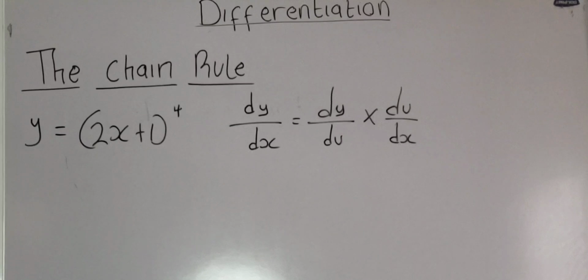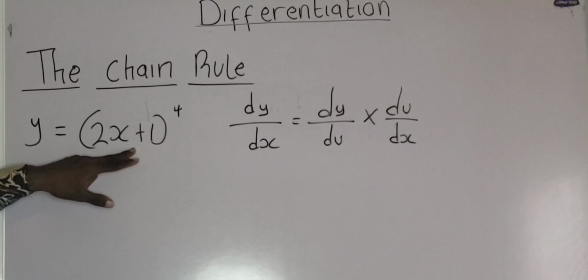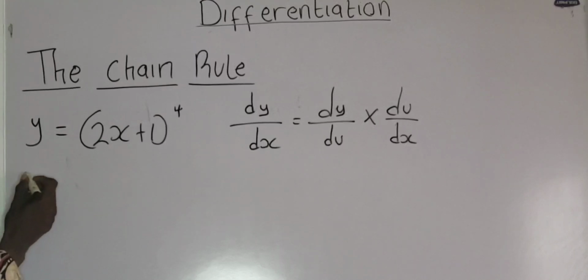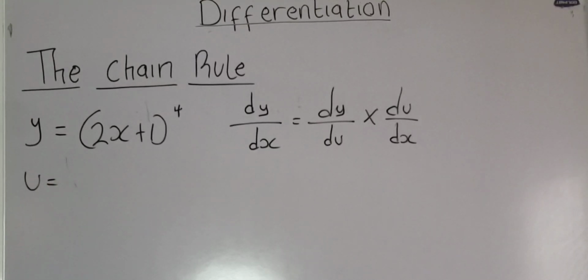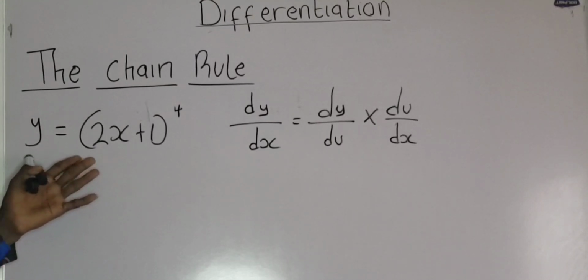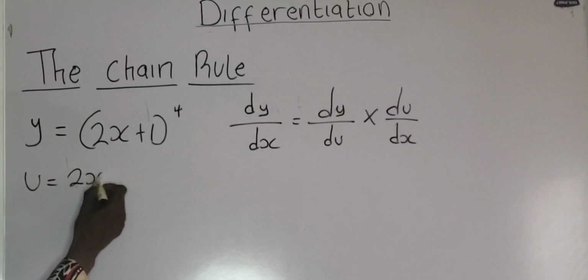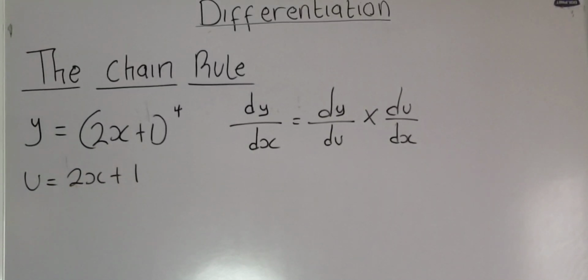The first step is that I want you to note that we have two functions in this question. The first function is the inner function. The other function is the outer function. The first step I'm going to do is to set the inner function equals to u. Are you getting it? So let u be equals to the inner function. Look at this. The inner function is 2x plus 1. So u is equals to 2x plus 1. Are you getting it? So that's the first step.